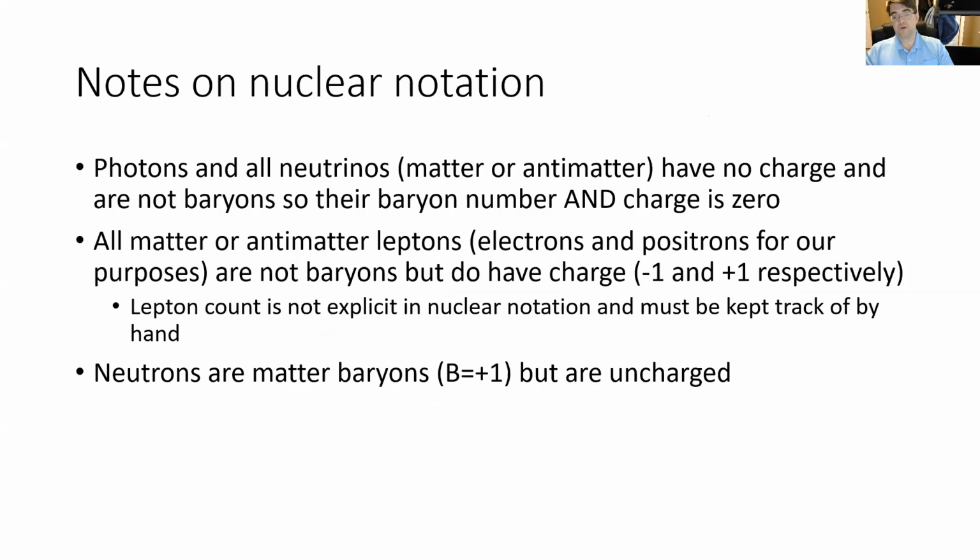So again, the number on the lower left, I don't want you to think, although it will be true for nuclei, that it will be the atomic number. What it represents is the electric charge. So that is the reason why we can write electrons and positrons, and that's where the charge goes when we write a -1 or +1 on the lower left. Neutrons are baryons, so they have a +1 baryon number, but they have no charge.